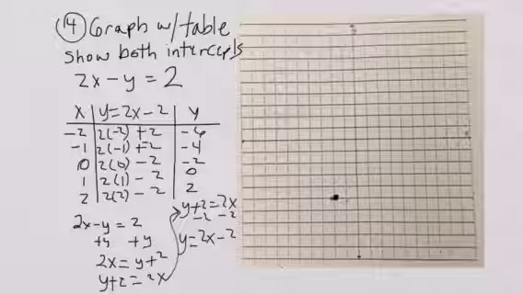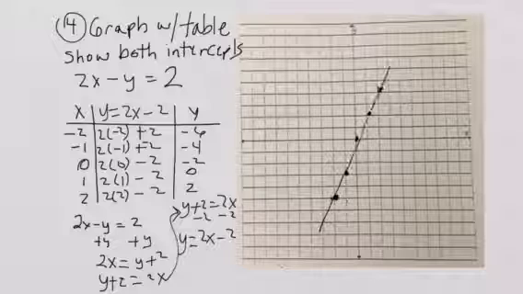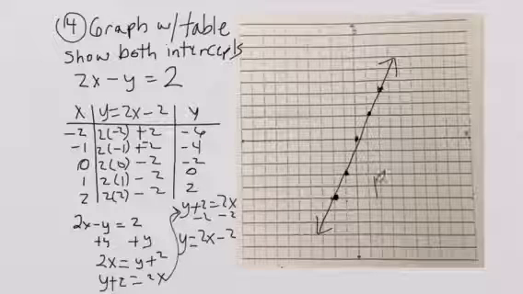And we're going to do negative 1, negative 4. And we're going to do 0, negative 2. And we're going to do 1, 0. And then we're going to do 2, 2. So we can tell that this is a positive slope.